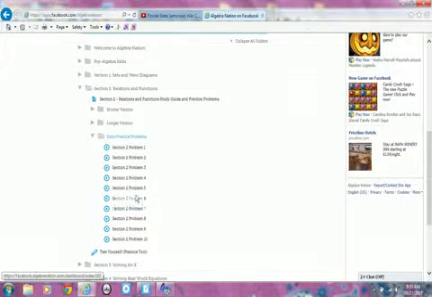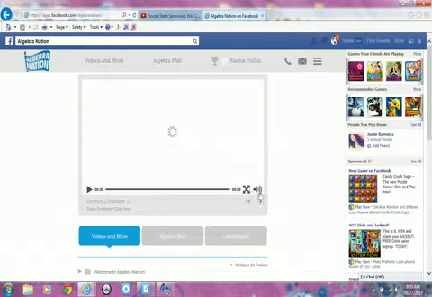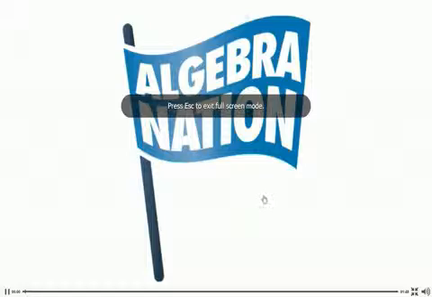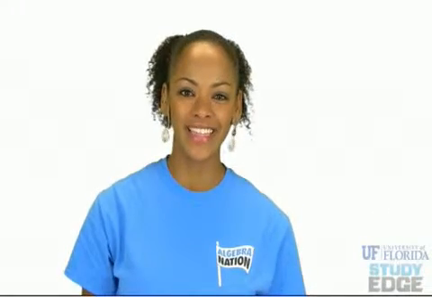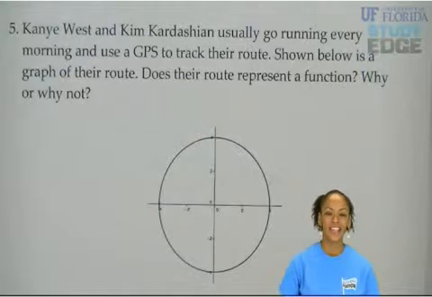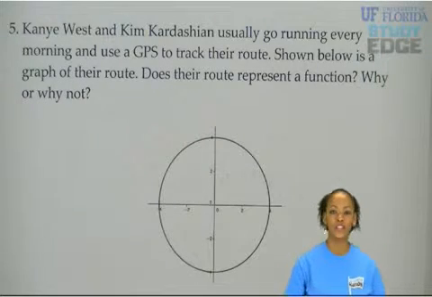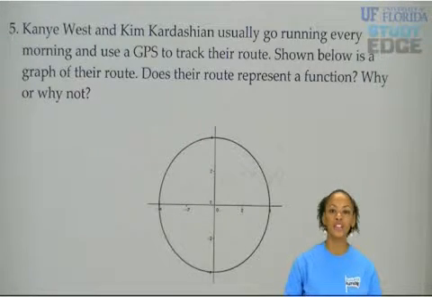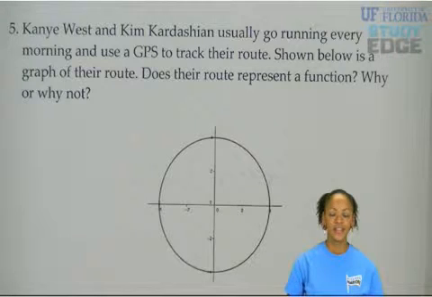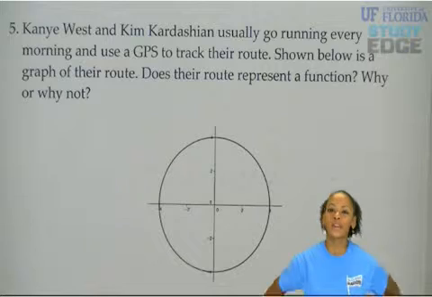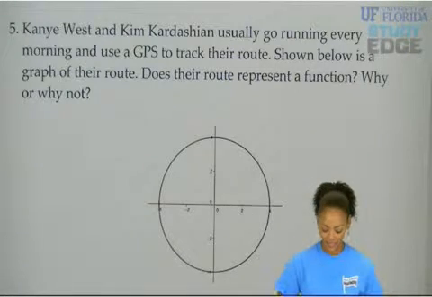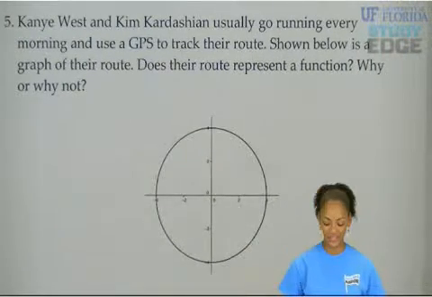Problem number 5. Now let's get some more practice with a vertical line. Kanye West and Kim Kardashian usually go running every morning, and they use a GPS to track their route. Shown below is a graph of their route. Does their route represent a function? Why or why not? So they run in a circle.